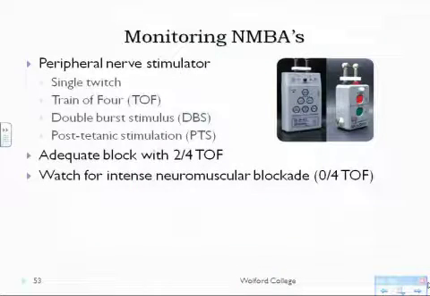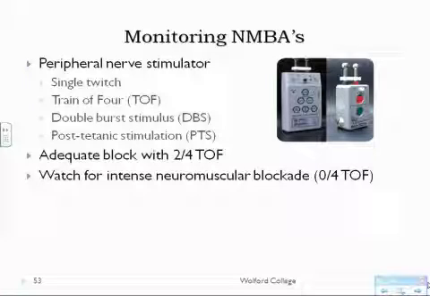Now here's what you use. This is our neuromuscular blocker monitor, which is a peripheral nerve stimulator. Peripheral nerve stimulators come from different companies and in different sizes. These are the very basic ones here. They have a single twitch, which is pretty much useless. Instead we use what's called train of 4, which is 4 equal stimuli. And then you have double burst, which is easier for visualization.